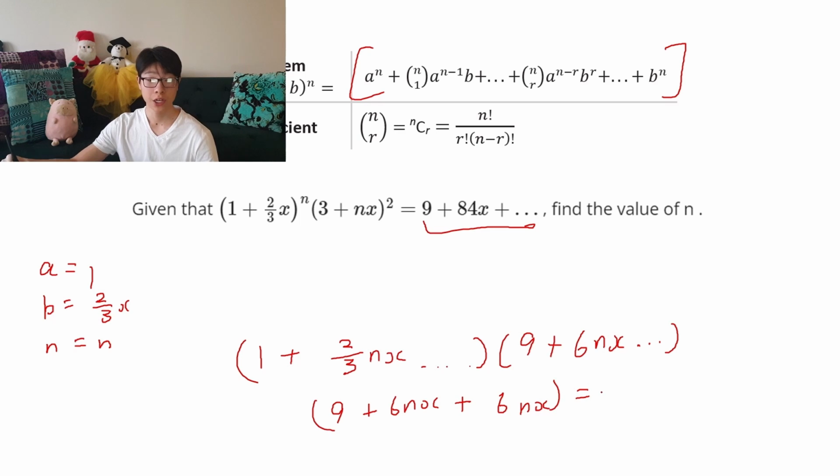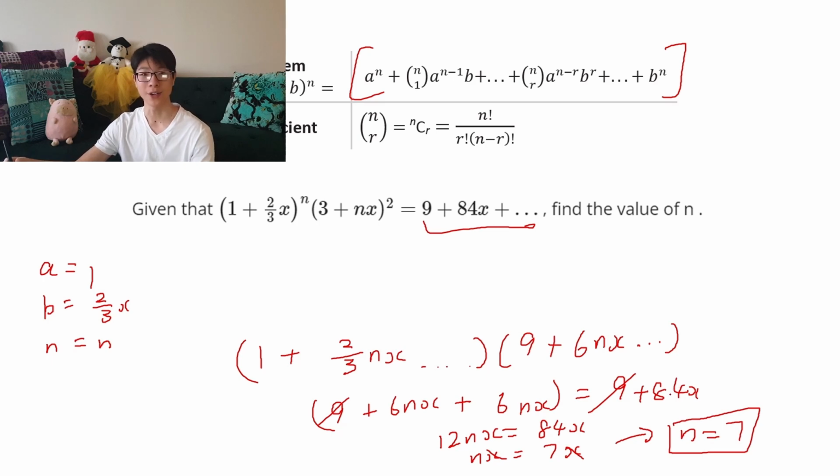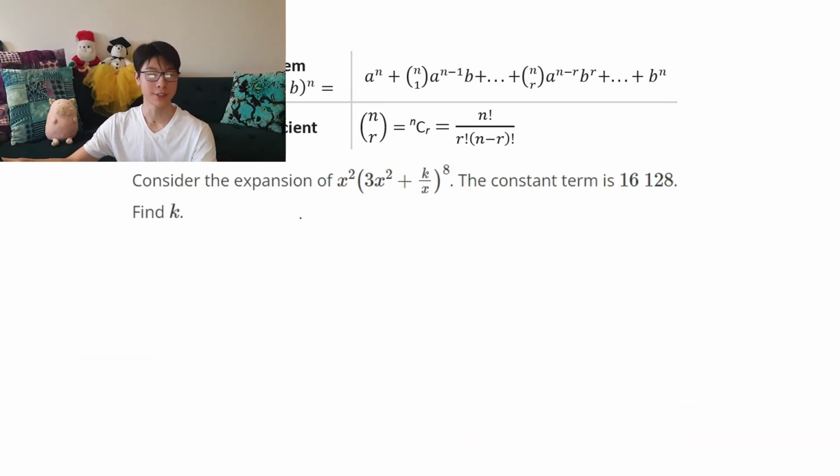And these 3 terms should be equal to 9 plus 84x. The 9's cancel out. On the left side, we are left with 12nx equals 84x. Divide by 12 on both sides, nx equals 7x. And cancel the x's, we are left with n equals 7. And right there is our answer. n equals 7 to a 7-mark question. Okay, let's do another practice question.